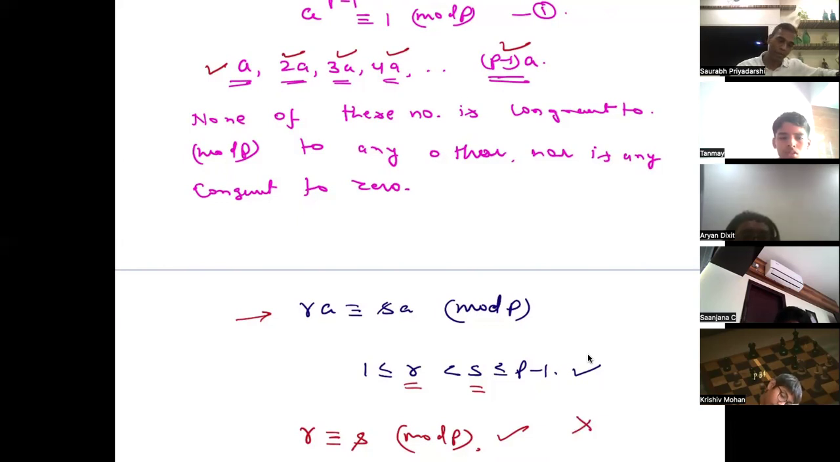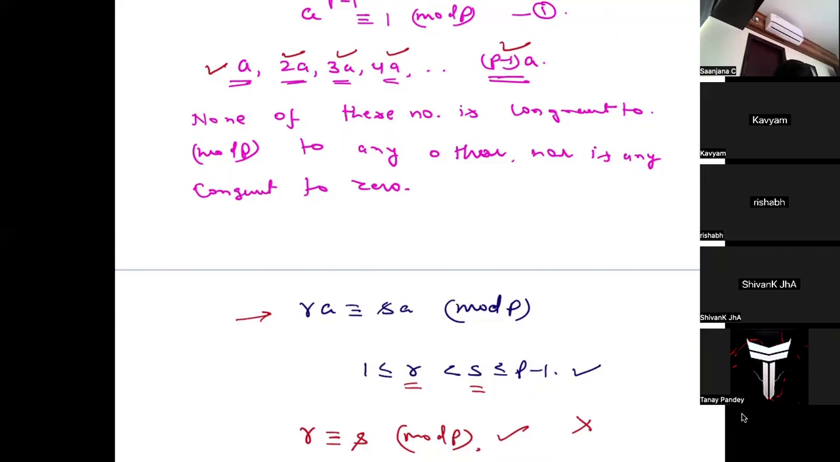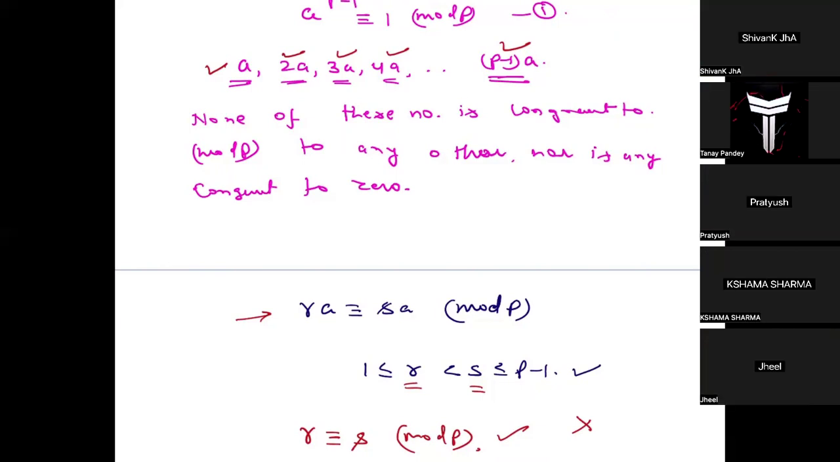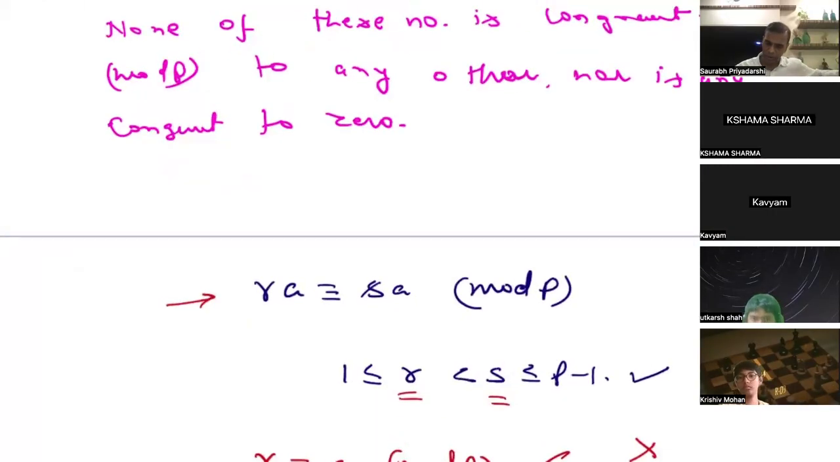Is this okay, everyone? Aditya, comfortable? Aryan, comfortable? Yes, sir. Kavyam, Sanjana, Rishabh. Yes, sir. Okay, everyone. Shama, Zeel, Patyus, Sivang. Yes, sir. Okay.